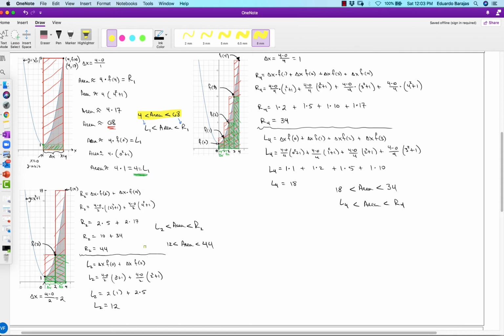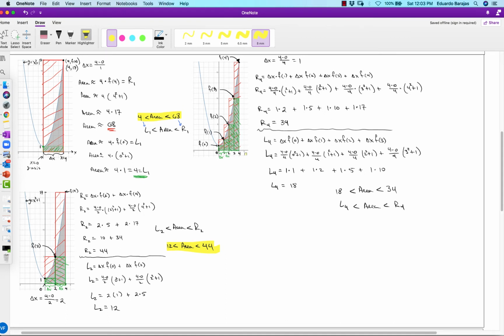Next, we stepped up our approximations and said let's use 2 rectangles. So we found R sub 2, 2 rectangles using the right edge, and we found that the sum of those 2 rectangles was 44 units. And then we also found L sub 2, the 2 rectangles where we used the left side of each base of the rectangle to establish its height. So we found that that was 12. So then we found a better approximation for the real area. The real area is somewhere between 12 and 44 when we used 2 rectangles.